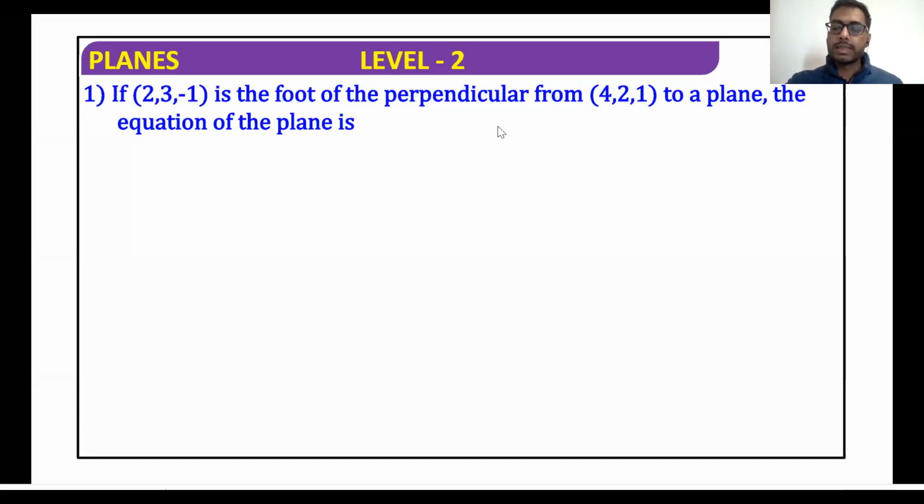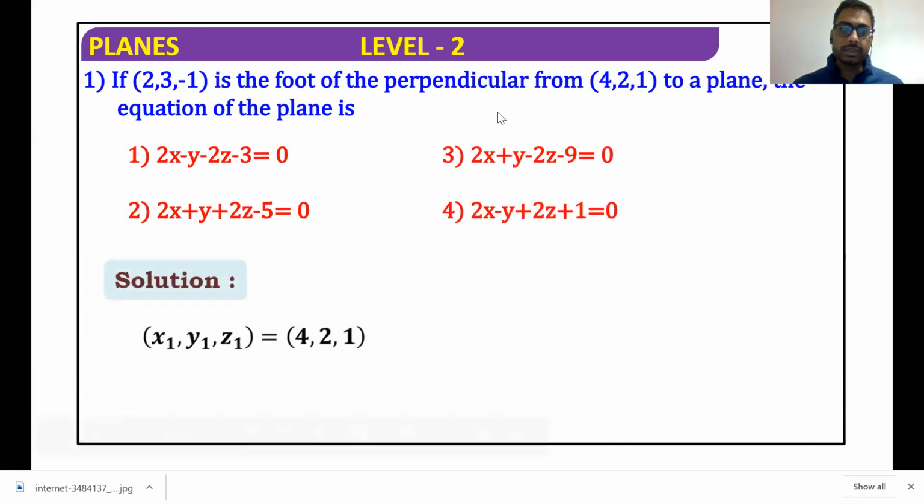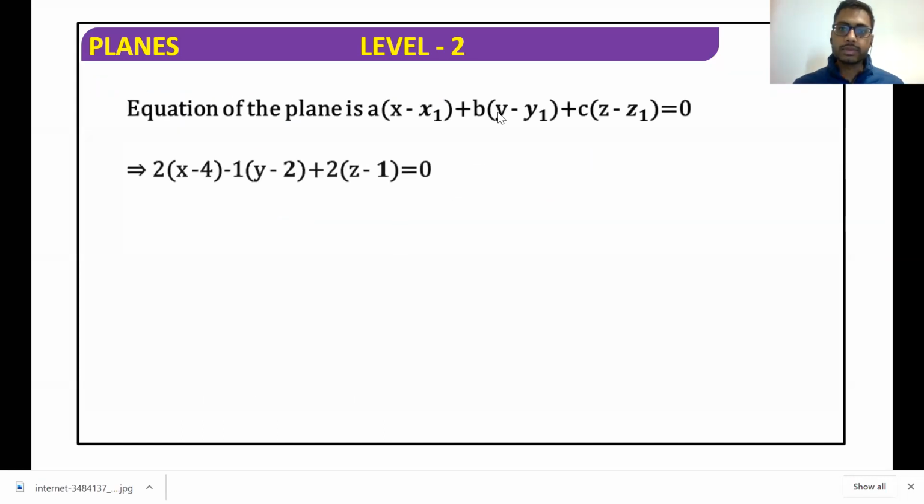The equation of plane that we can use over here is a into (x minus x1) plus b into (y minus y1) plus c into (z minus z1), where a is 2 and your x1, y1, z1 are 4, 2 and 1. So simply using that equation, we'll be substituting x1, y1, z1 as 4, 2, 1 and a, b, c as 2, 3 and -1. Equation of plane is a(x minus x1) plus b(y minus y1) plus c(z minus z1).